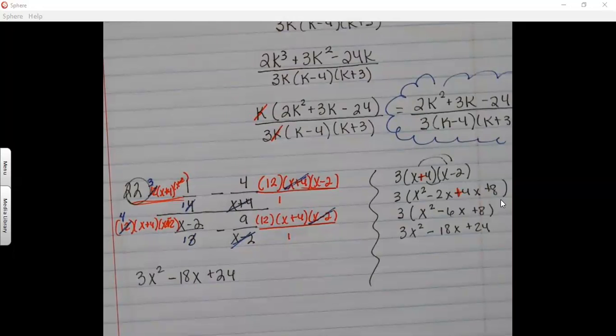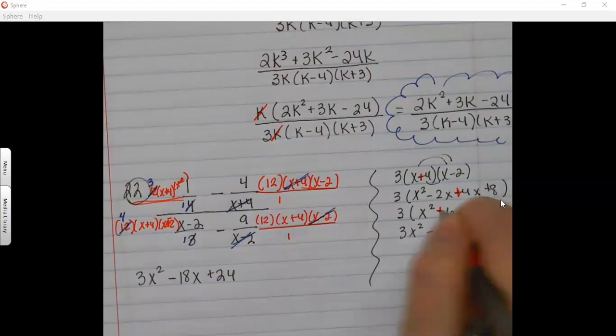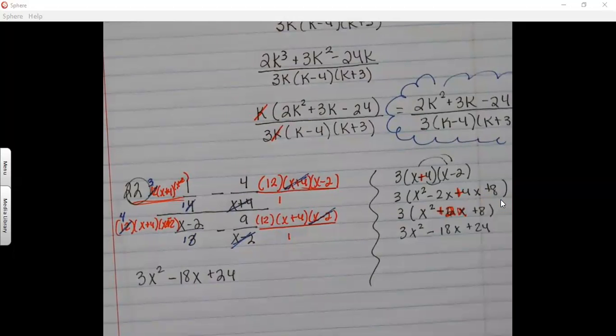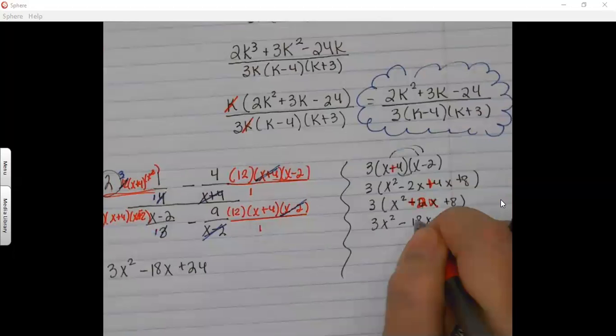Why couldn't I use my erasable pen for this part?